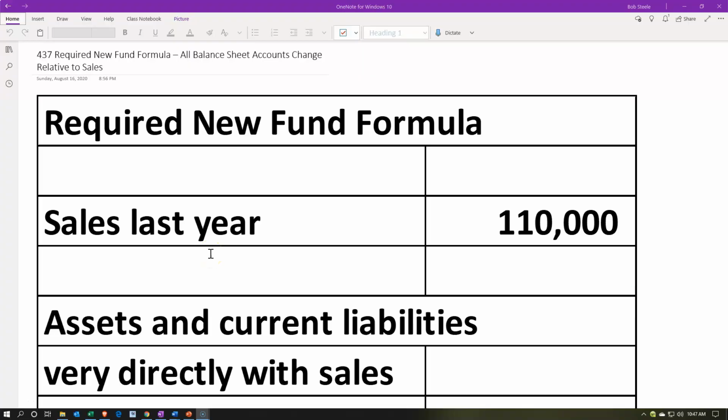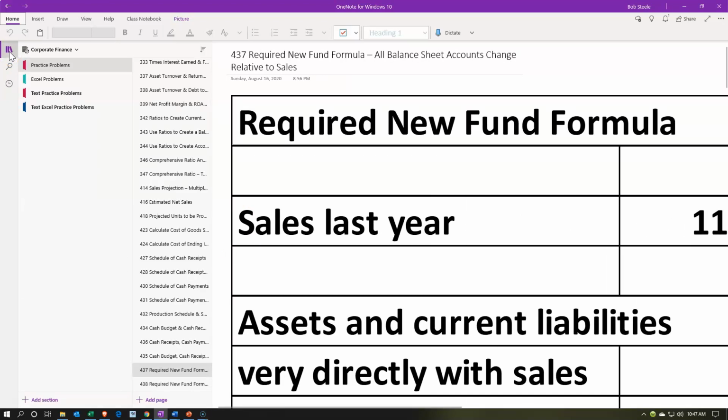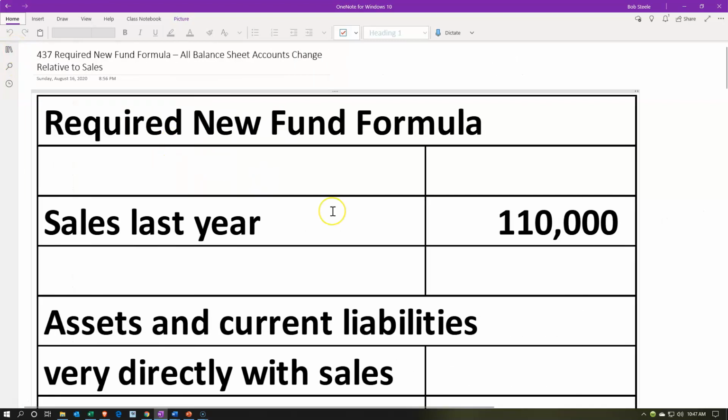Here we are in OneNote. If you would like to follow along in OneNote, you're not required to do so, but if you have access to it and would like to, we are in the 437 Required New Fund Formula, All balance sheet accounts change relative to sales tab in the Practice Problems section. Closing this back out, we're going to read through the information up top, then we'll have a smaller portion of that information we can use to then work through the practice problem.